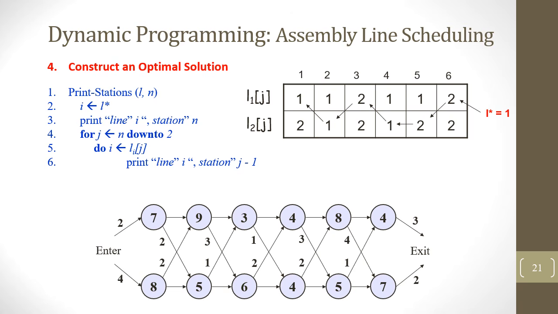So we will just draw an arrow here, and using this information we can trace the path which is the fastest way through the assembly line. So if you add up all this cost in the red path, that will be 38, which is the fastest time to exit the assembly line.